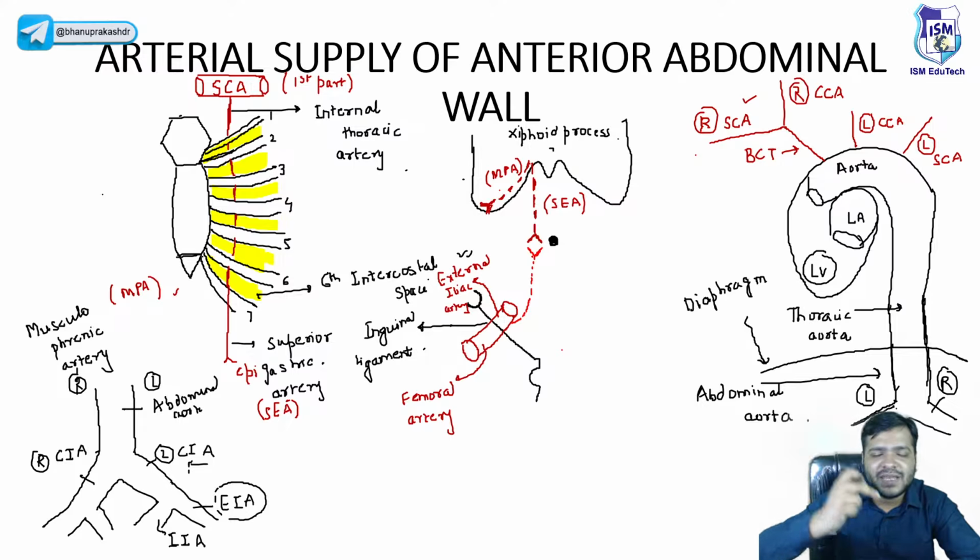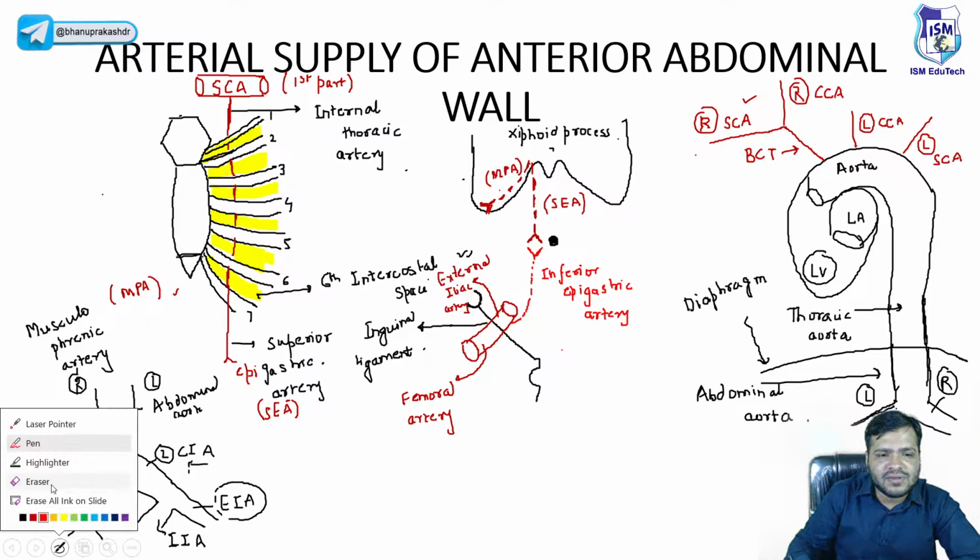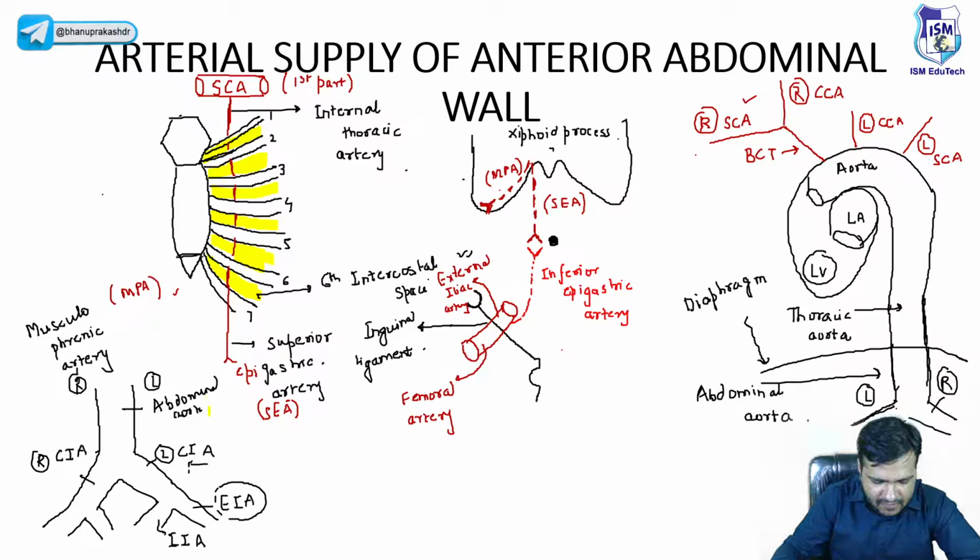Beta, from above the superior epigastric artery is coming. So yes, Tanupriya, very good beta. It is the inferior epigastric artery. Epigastric artery. Very good. IEA. And both of these are anastomosing. Yes beta, very good. These both are anastomosing.